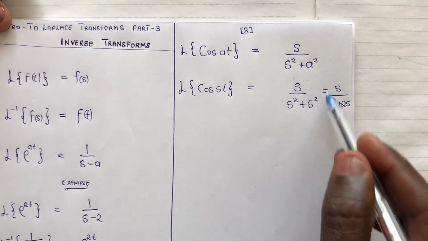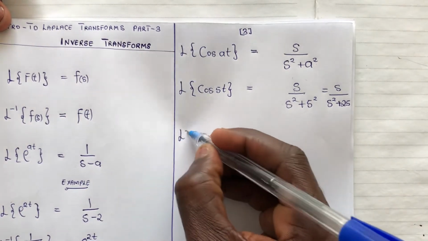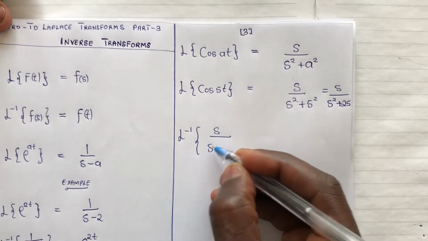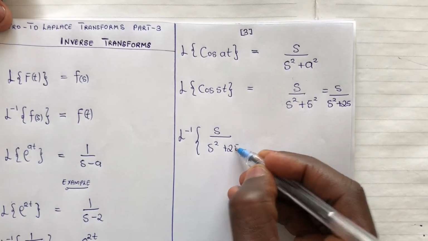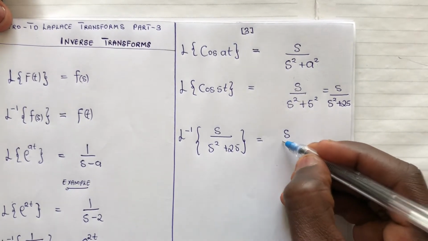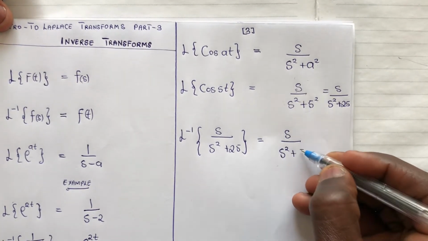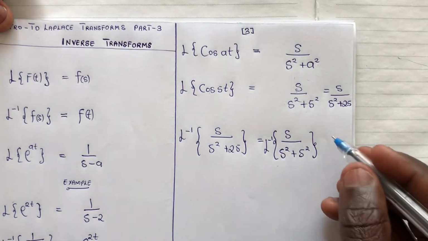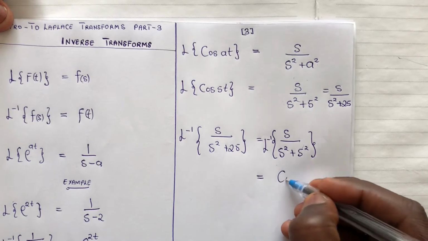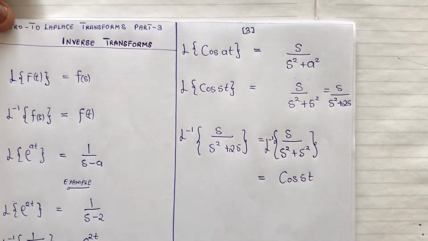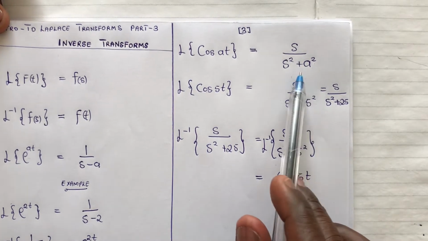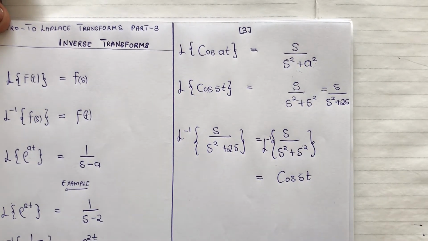If this is the question given to you, then the Laplace inverse of the function s over s squared plus 25 is the same as the Laplace inverse of s over s squared plus 5 squared. Now, from here, you can say that this result is equal to cos 5t, because the Laplace transform of cos at is equal to this. Let's talk about the fourth one.